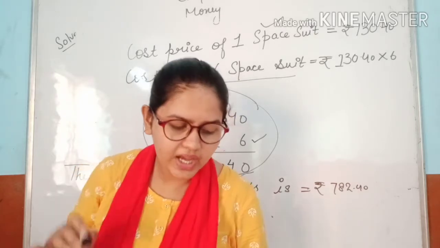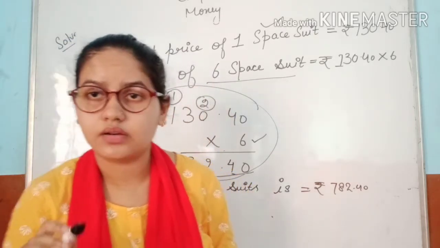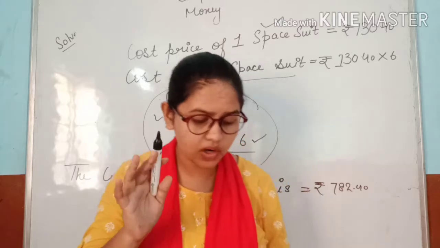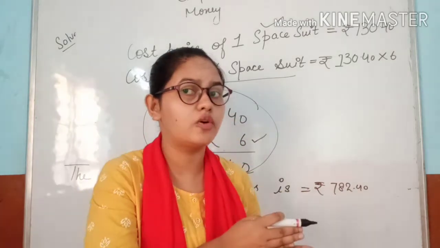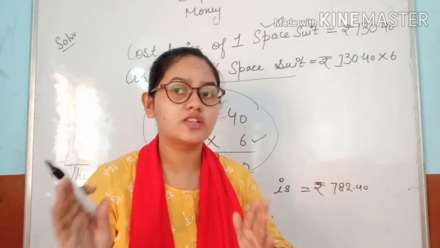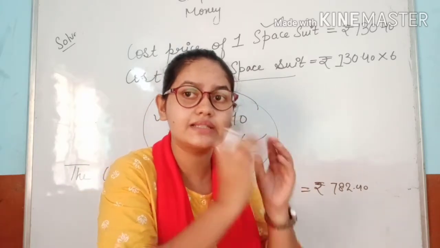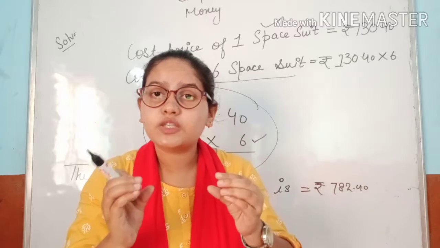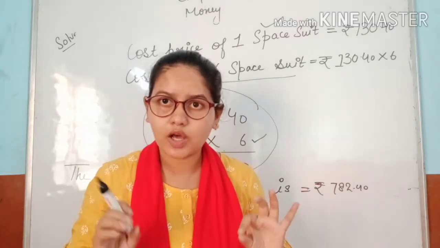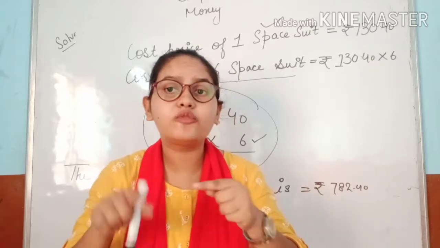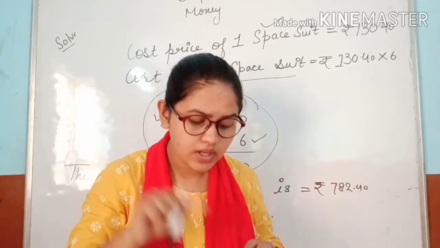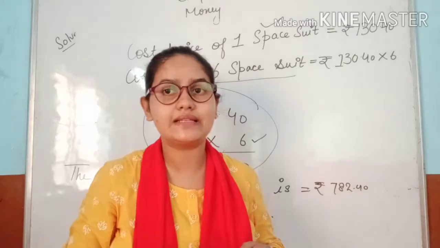Shaila bought 8 erasers. Okay, now what did she buy? She bought 8 erasers for rupees 56.24. Okay, the cost price of 8 erasers is 56.24 paise. Okay, now we know the cost of 8 erasers. Now what do we have to find out? We have to find out the cost of one eraser.